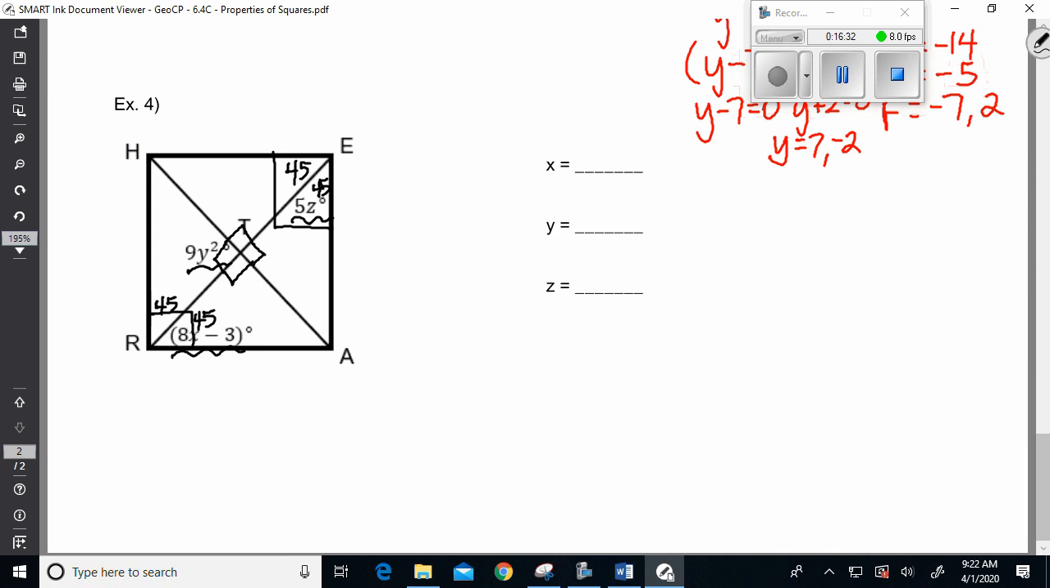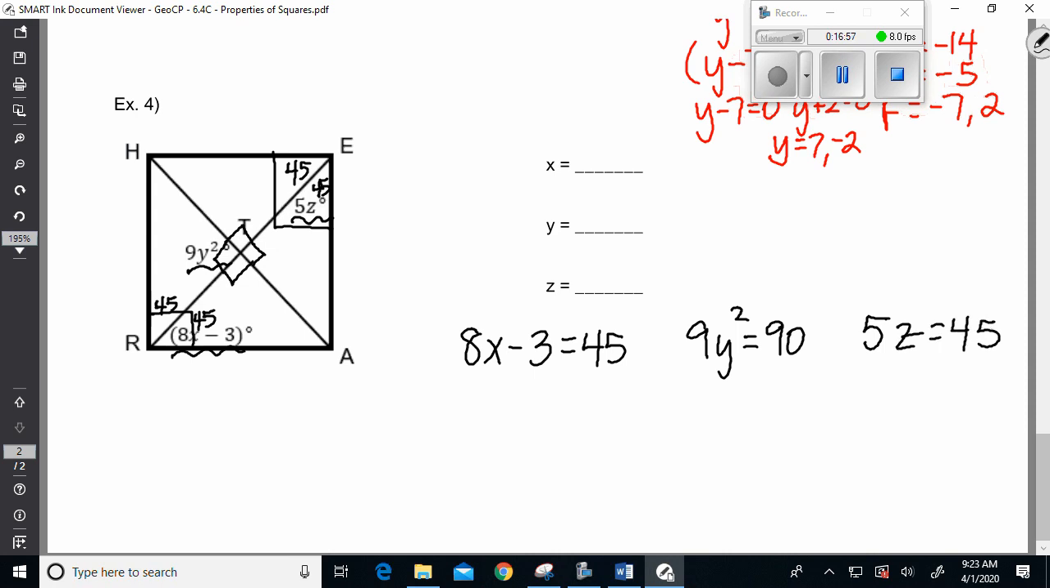So again, drawing it and just taking a minute and not rushing through it actually will help you solve the problem. So your equations would end up being 8x minus 3 equals 45, 9y squared equals 90, and 5z equals 45. So now everything is set, ready to go, and really all we need to do now is solve out 3 equations. So let's go ahead and do that to finish off this problem.